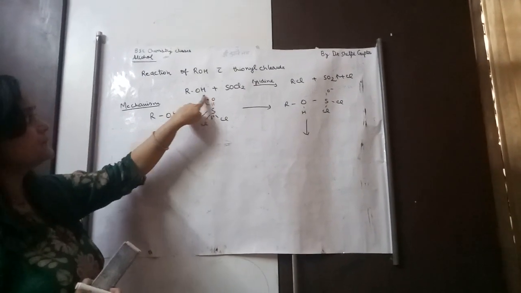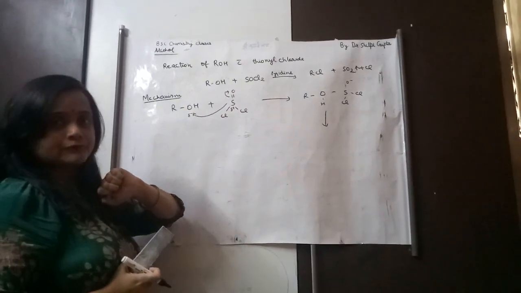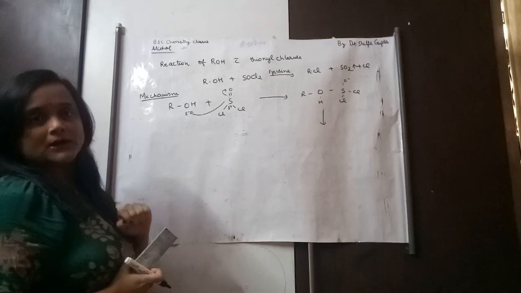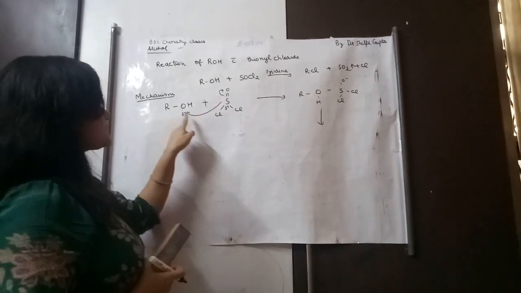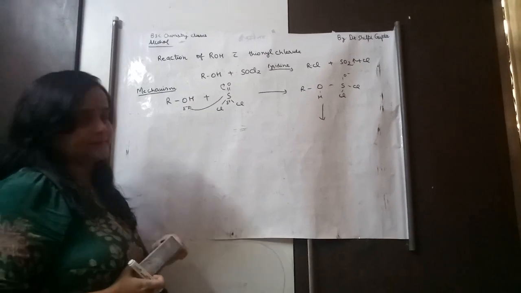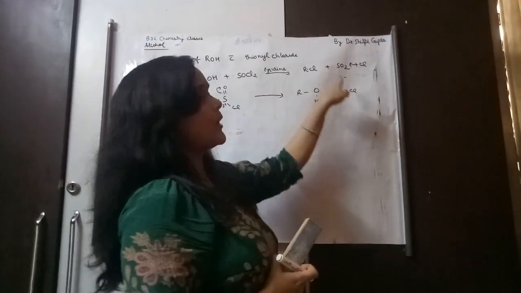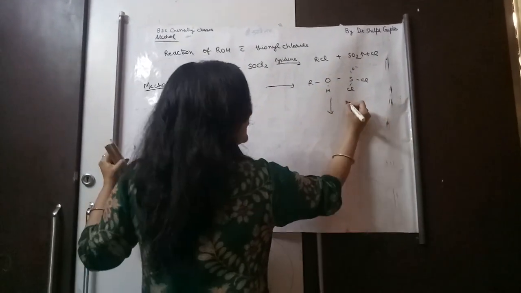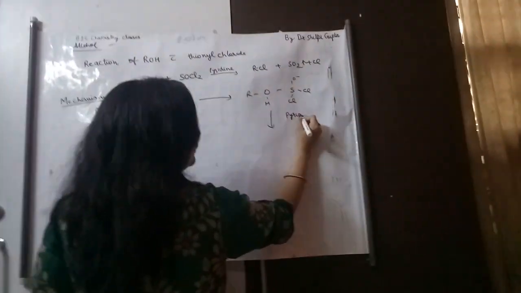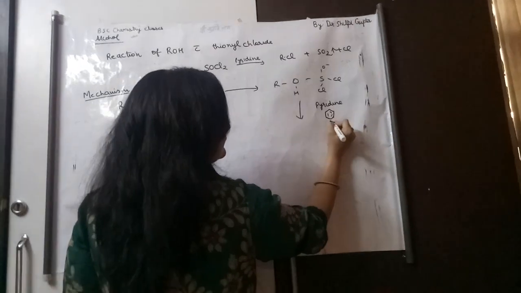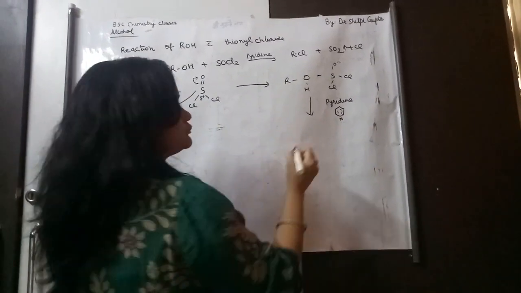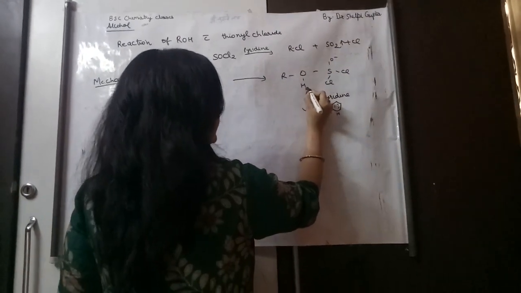First of all, oxygen being more electronegative will take the lone pair of electrons. Then S will become partial positive. Oxygen is already partial negative. So S will attack on the oxygen atom and will form an intermediate compound like this. In the next step, pyridine will attack on this molecule. Pyridine has a structure like this, which has lone pair of electrons. So it will attack on the H atom.